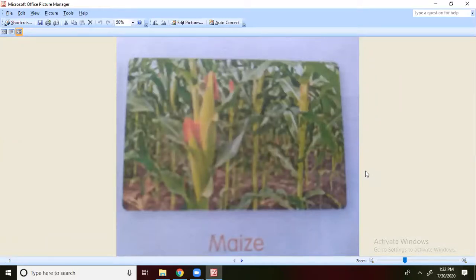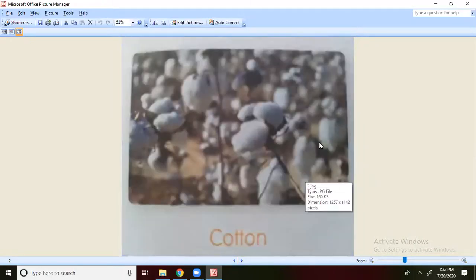And what is the main crop which will be sown in the Kharif season? Maize. Maize is the main crop which will be sown in Kharif season. Now we are going to show you the cotton plant. Okay, observe the cotton plant. In which season is it grown? Yes, in the Kharif season. This is also a Kharif season plant.